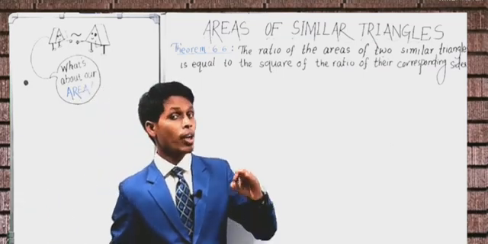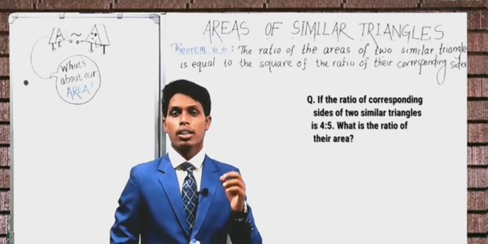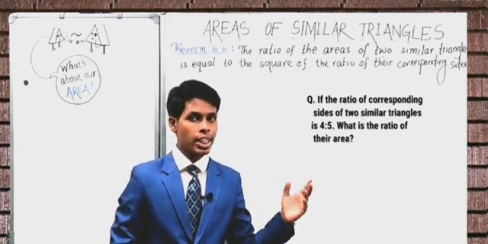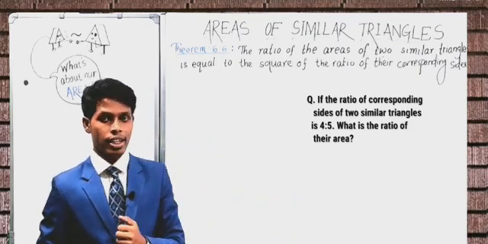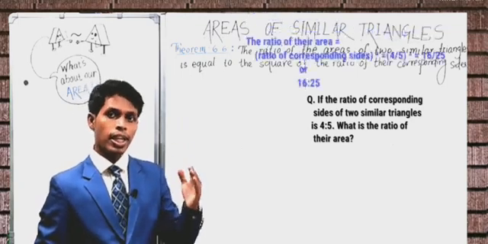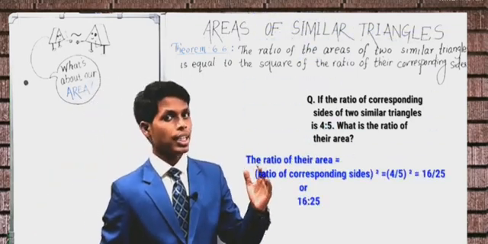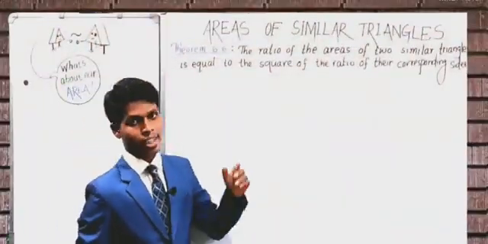So if I discuss the question that I told you earlier, the ratio of the corresponding sides of two similar triangles is 4:5, then what is the ratio of their areas? The ratio of their areas will be simply the square of 4:5, that is 16:25. Now let's understand this theorem and its proof.